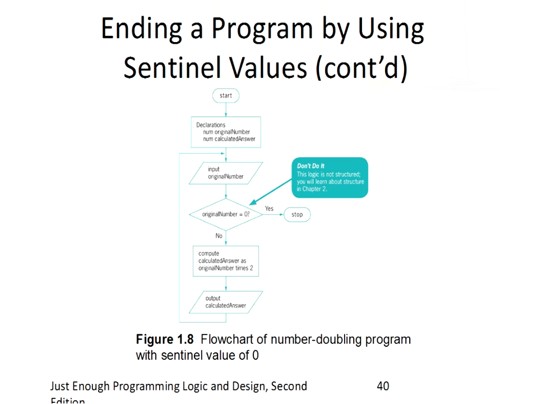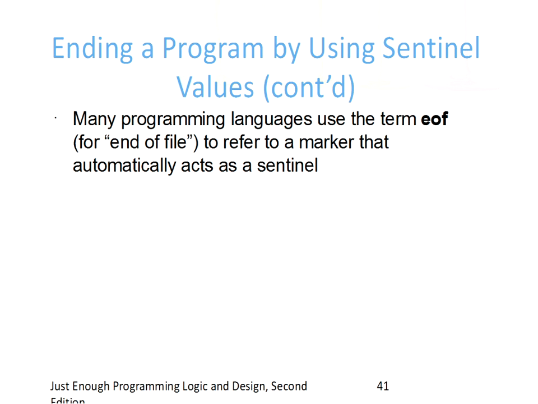If not, then you do some calculations and then output the calculated answer, and then you might ask the user for another input value. Okay, so in this case, you're looking for 0. If the user types in 0, that's going to be the value that will kick you out of the code and basically ends the program.